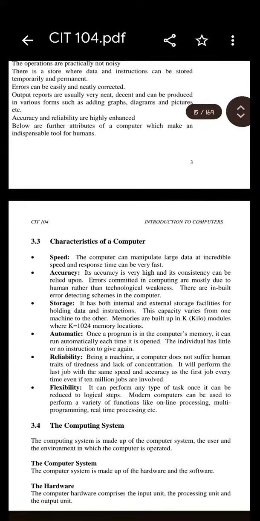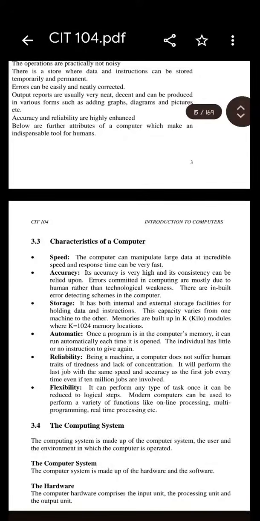That this capacity varies from one machine to another. Please note this particular one. They say that memories are built up in kilo. That means the unit of measuring files in a computer is called kilo.